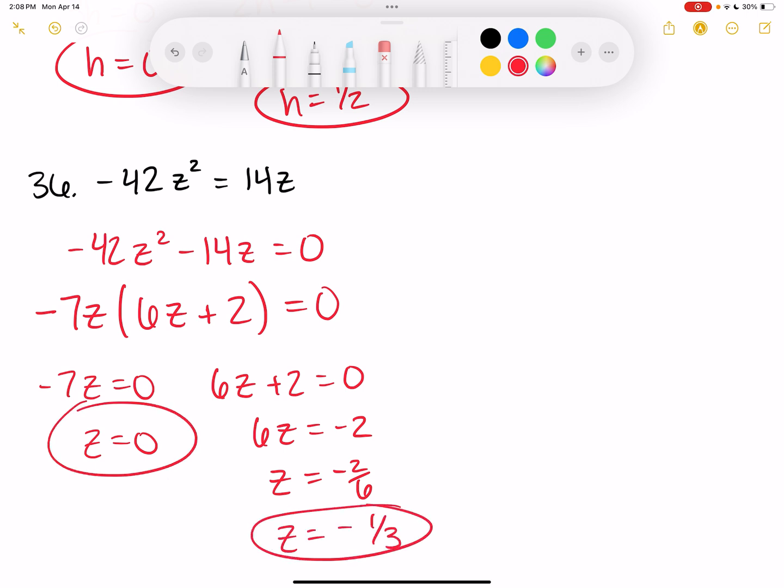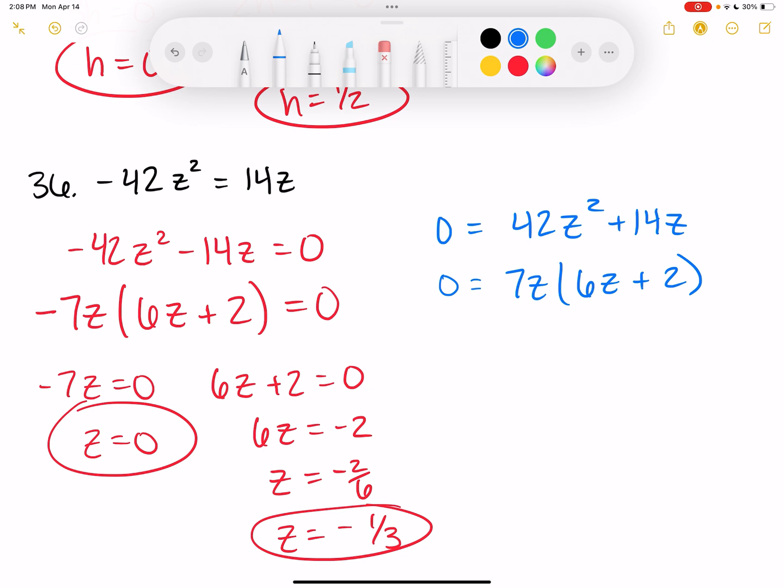Now, I'm going to show you that if I moved it to the right so that I had positive numbers instead of negative numbers, I would get the exact same thing. So instead, if I moved this to the right, I would have 0 equals 42z squared plus 14z. I would then factor out a 7z, which would give me 6z plus 2. Set each piece equal to 0, so I would have 0 equals 7z and 0 equals 6z plus 2. And even if you do it this way, you can still put the 0 on the right. It doesn't matter where it is.